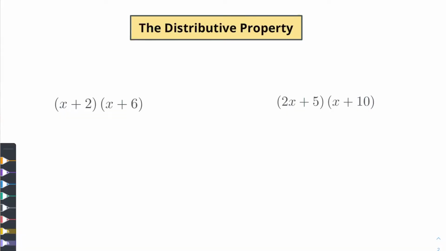The distributive property is really saying what happens when I need to multiply two sets of parentheses together. Now, what people typically do is they'll say, I'm going to multiply this x by this x and this x by this 6, this 2 by this x and this 2 by this 6. They basically just multiply them together. A lot of people call that FOIL.